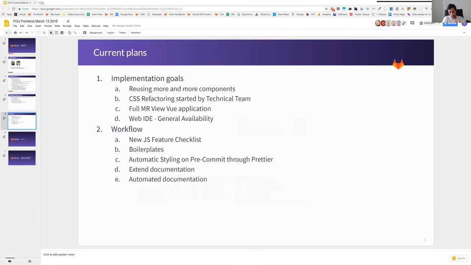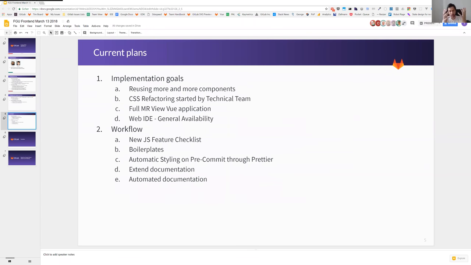And the other big topic is, as we are growing as a huge team, workflow. So we are trying to do it on the automatic side with tools like Prettier. Also, we are looking at boilerplates, but on the other hand also at documentation, so that we extend and reshape our documentation and get automated documentation from our components and utilities. And on the other hand, also boilerplates.